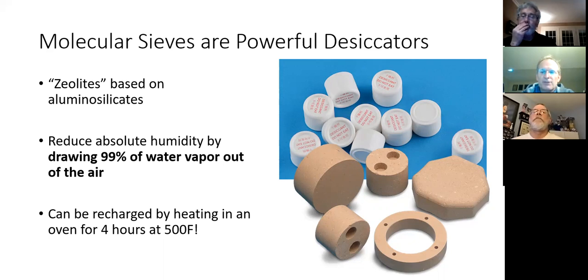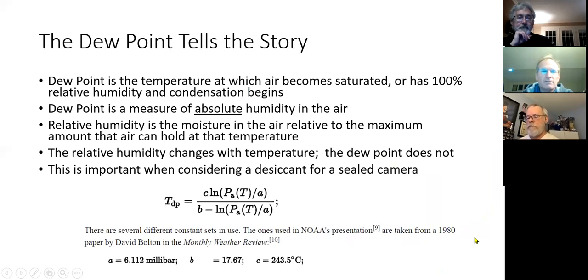And because of their nature of having this very fine porosity, they actually pull down humidity. So they're not just reducing condensation, but they're drawing in the water vapor. And they can draw in as much as 99% of the vapor out of the air. So it's really quite an aggressive way to reduce humidity. And they can also be recharged, but they require a lot more aggressive recharging. You have to bake, at least mine, I have to bake it for 4 hours at 500 degrees Fahrenheit. So those are the two main types, the silica gel and this.